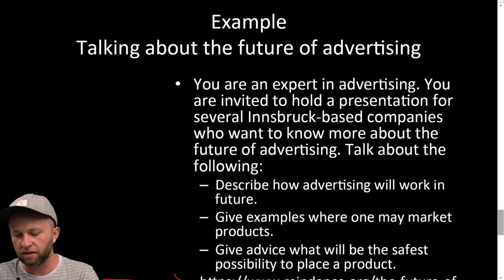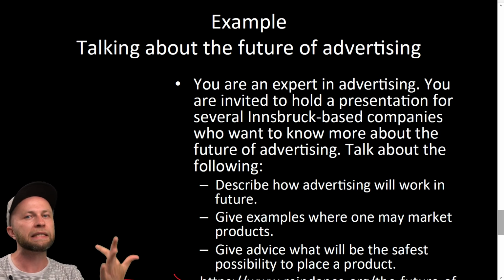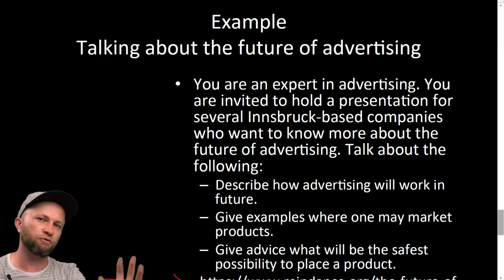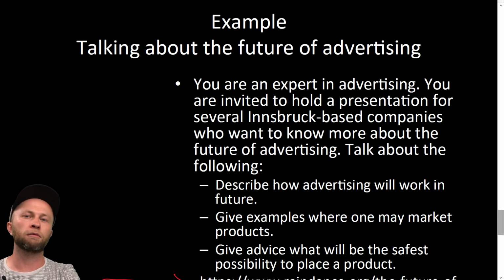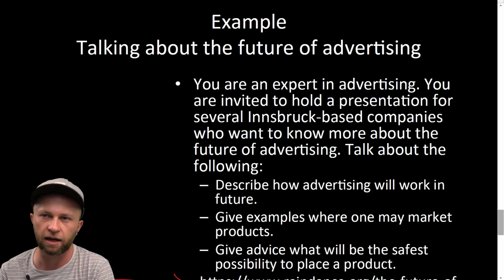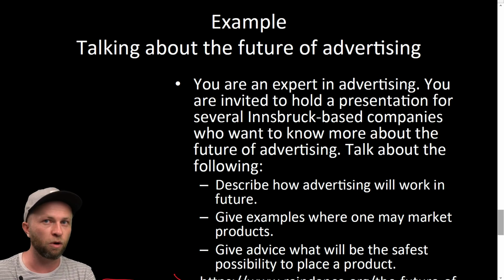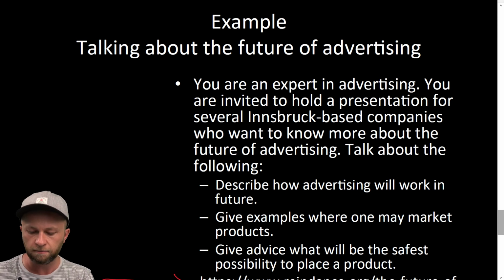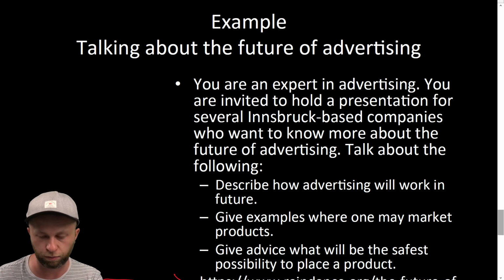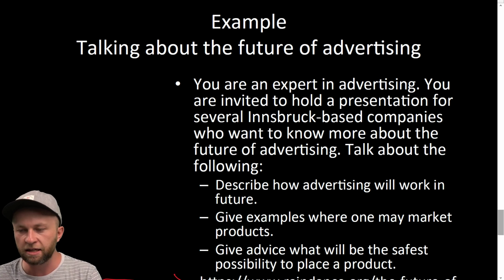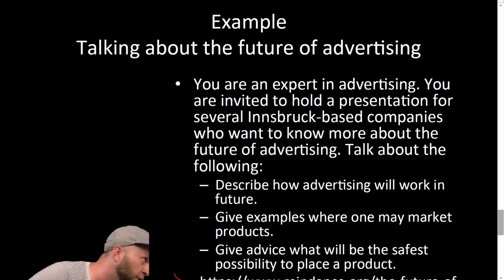Describe how advertising will work in future. So possibilities like micro-marketing or product placement in social media and so on and so forth, as a little bit of input, and give examples where one may market products. So what are certain domains where one could place something, and give advice what will be the safest possibility to place a product, so product placement in the end. And we turn to Chris, our expert in the field. Yes. And let's start off immediately with the presentation.